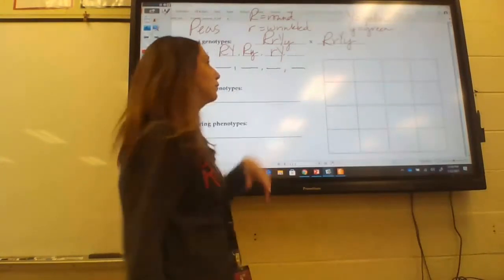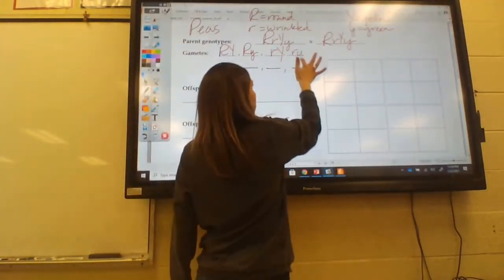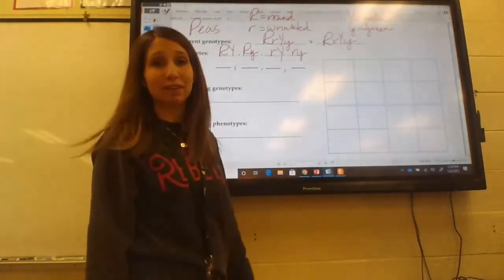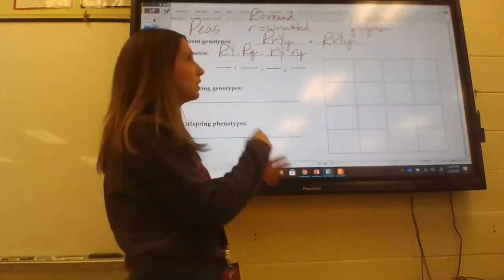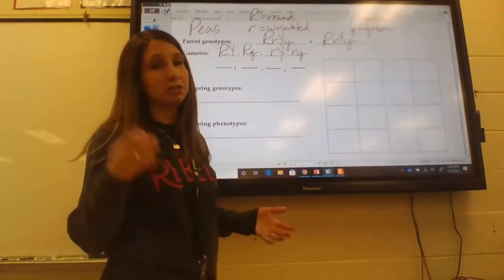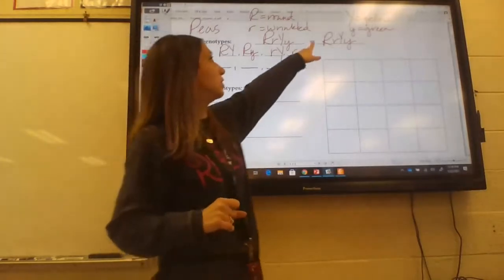That's my L in FOIL. So little r, little y. Okay? Notice each of those four gametes is different. They are not the same. So it's important that we match them up properly to ensure that we don't miss any possible combinations of R's and Y's. Same with this parent over here.